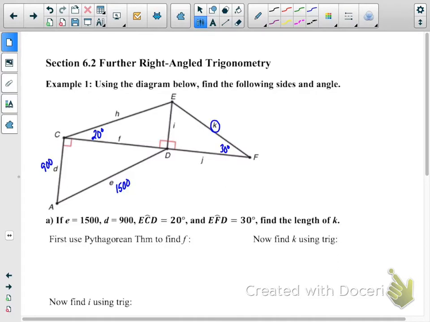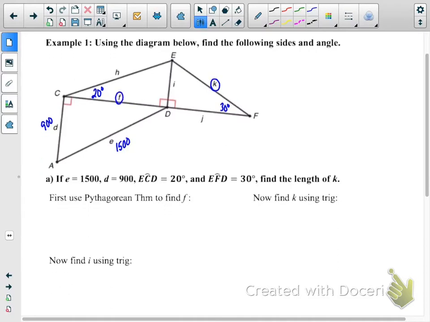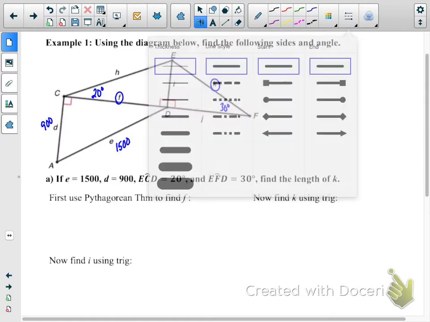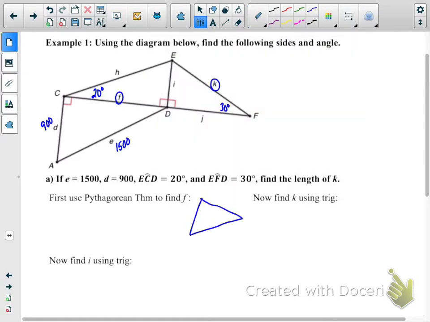I'm going to actually start off by finding F. So it might be helpful maybe to draw a picture of what's going on here. We should have room. We can squeeze it in right here. Sorry, wrong triangle. Okay, so this is the triangle that we're doing right now. So I know 900, I know 1,500, and I'm looking for F. So that'll help me when I set this up to make sure I set it up correctly.